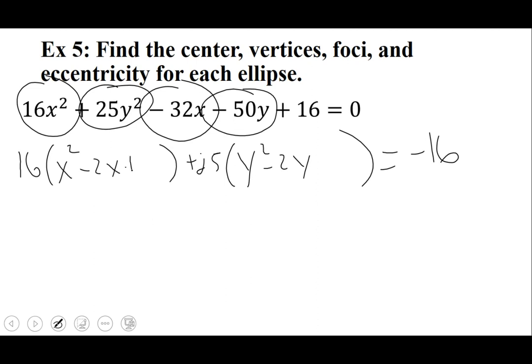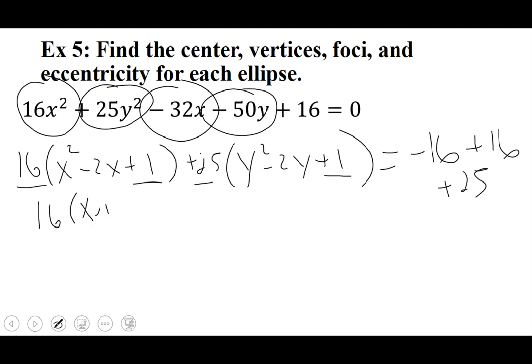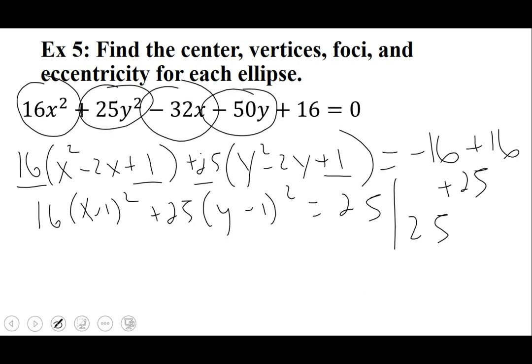In both of these cases, you're going to complete the square by adding a +1, but you have to be careful because this +1 has a coefficient out front. You're really adding 16. Because this +1 has a 25 out front, you're really adding 25. So 16 times (x minus 1) squared plus 25 times (y minus 1) squared is going to equal 25. Remember then that you have to divide everything by 25 in order to get it equal to 1.